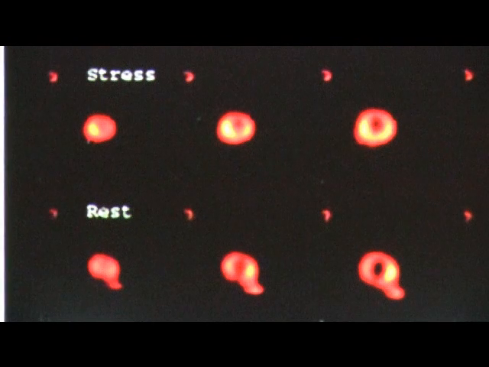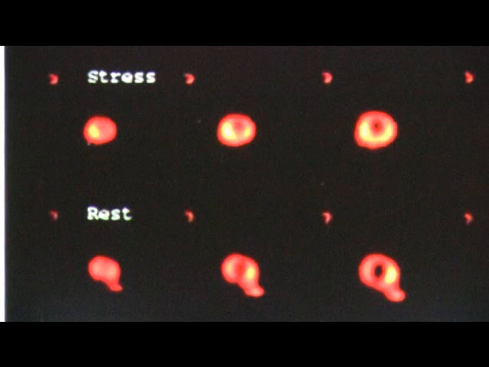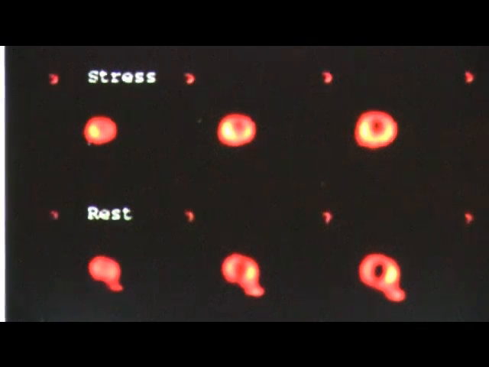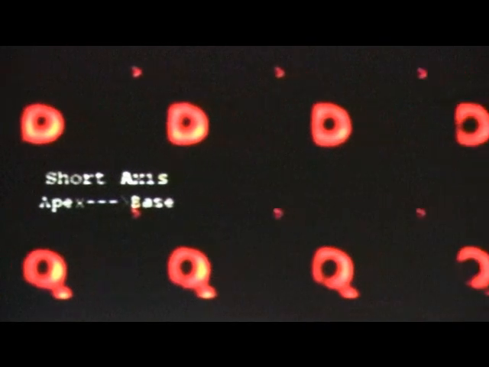Here we have an example of a normal myocardial perfusion scan. These scans demonstrate blood flow through the myocardium. There are two scans done, one during stress and one during rest. In this myocardial perfusion scan, you can see an inferior wall myocardial infarction.